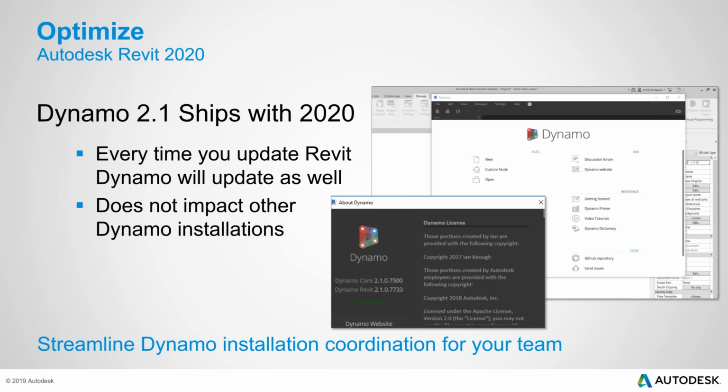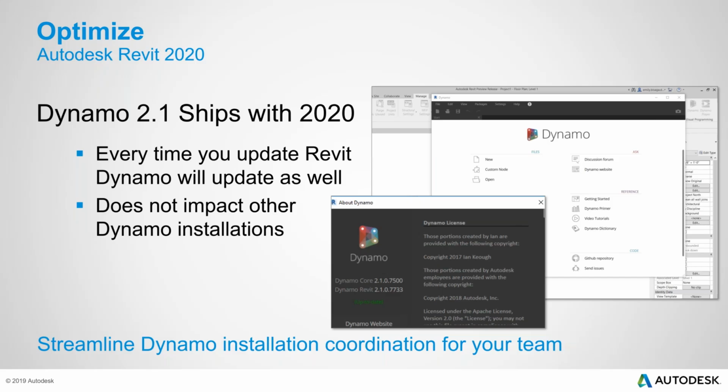Another one is the Dynamo update. Now, Dynamo updates are linked with your Revit, so you don't have to update Dynamo separately. It's a part of your Revit update. As soon as you update your Revit, it has an update for Dynamo, and it does not have any impact on the other Dynamo Studio that is installed on your machine.